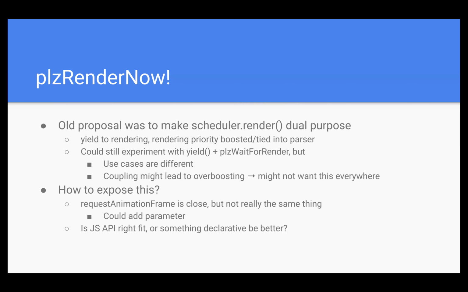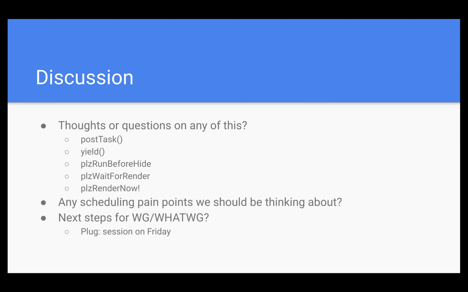Is JS even the right fit at all? Or could we add something declarative to elements to indicate this? So yeah, just some early thoughts. Interested to get folks' feedback, and it looks like that's all I have.